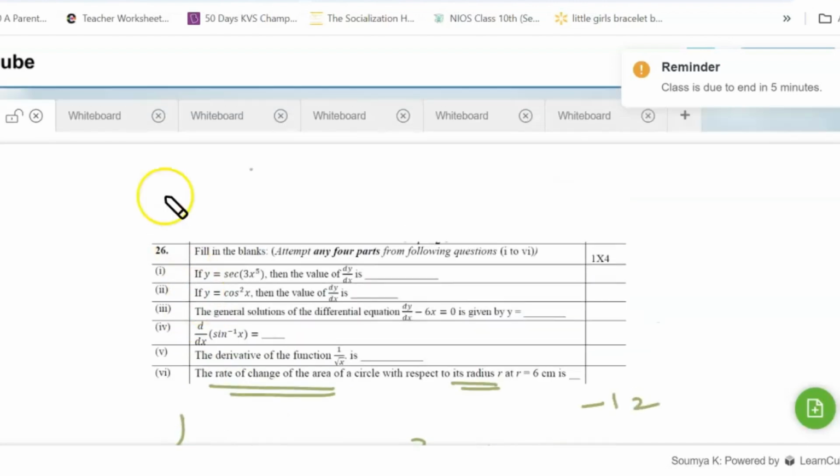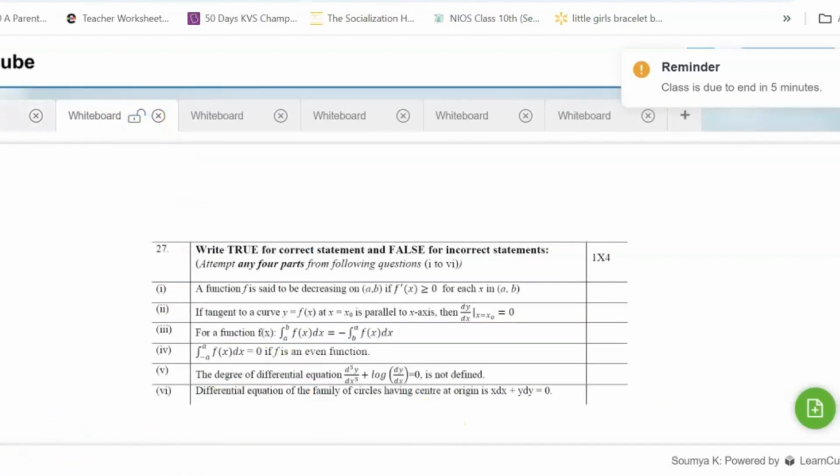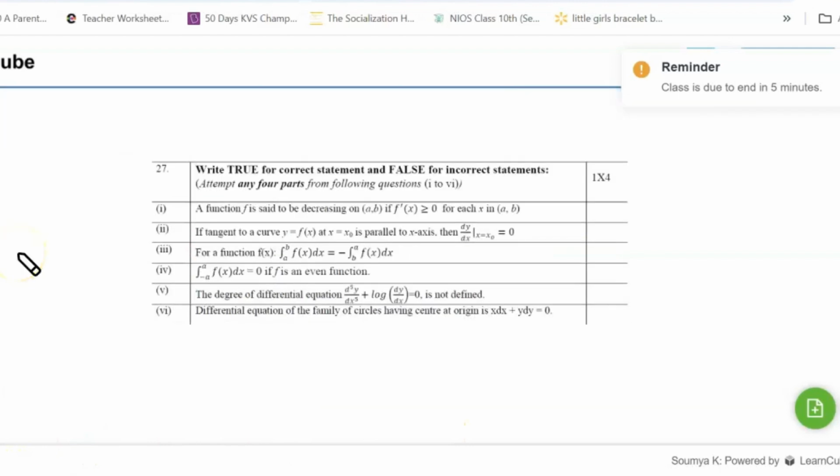Let's move on to the next question, the 27th question. It is true or false. You have to attempt only 4 out of them. We will see all that.